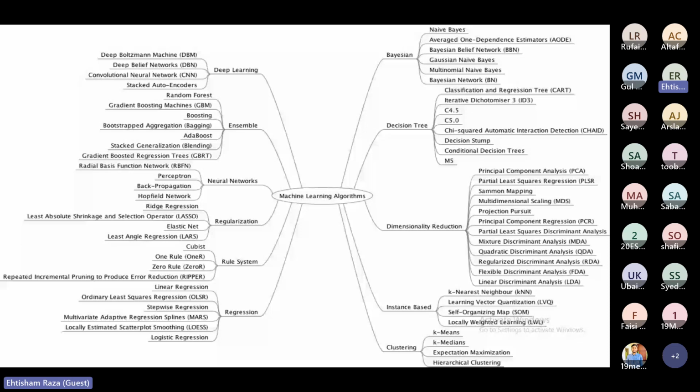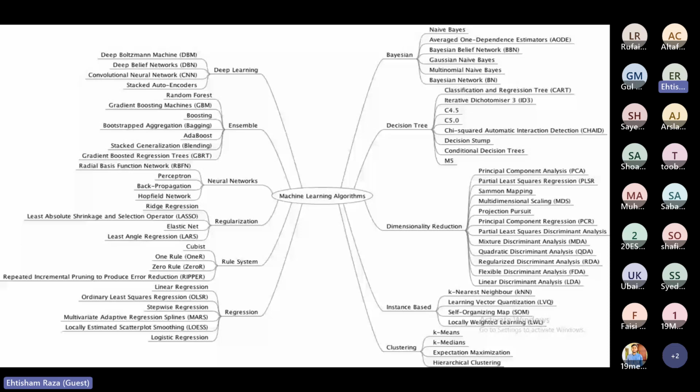If we go about regularization, we have different regularization techniques: ridge regression, least absolute shrinkage and selection operator, elastic net, least angle regression. If we talk about regression algorithms, we have stepwise regression, logistic regression, k-nearest neighbor regression. So we have different kinds of algorithms. These are all the algorithms available in the machine learning libraries you can use to perform your task.